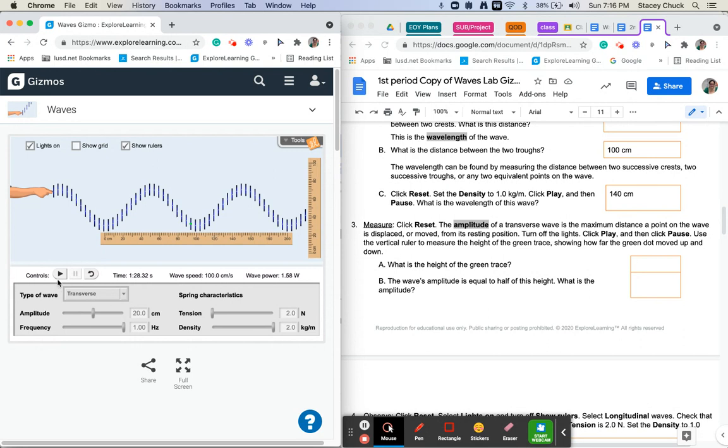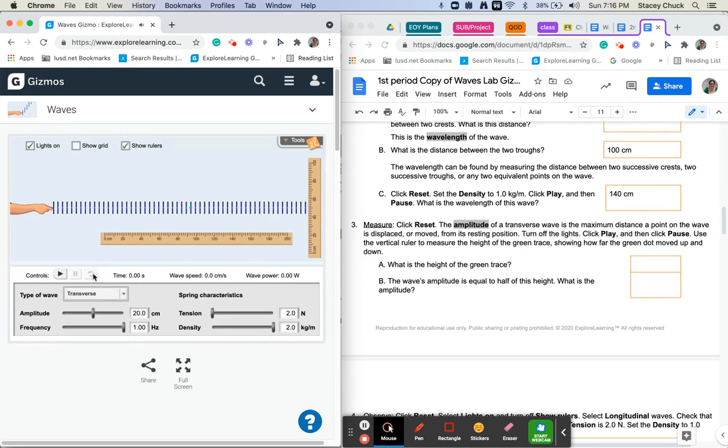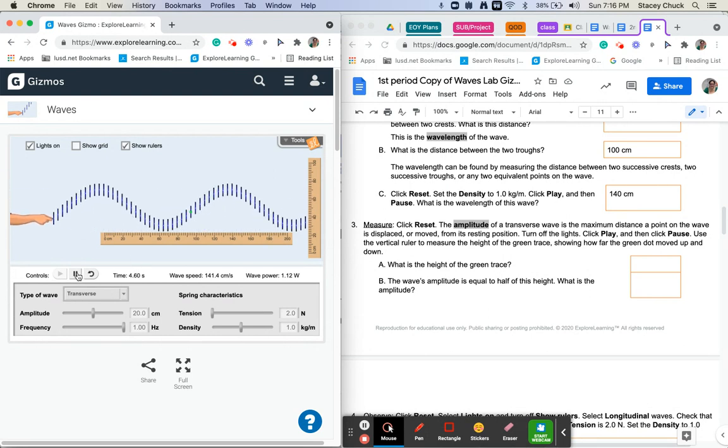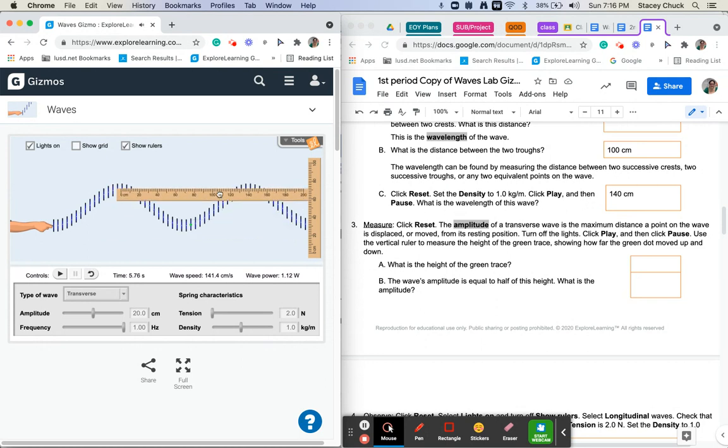Next, it says to click reset, so we'll do that. We're going to change the density from 2 to 1, and then we're going to click play, and then pause. Then it says, what is the wavelength of this wave? So we're going to measure again. I'm going to do crest to crest, and I'm getting about 140 centimeters, which I've already typed in here. This is the new wavelength with the lesser density.